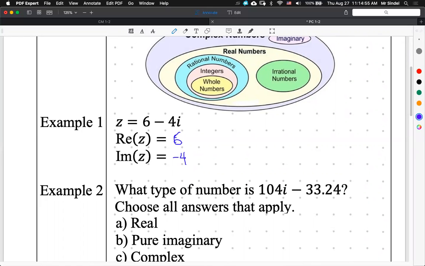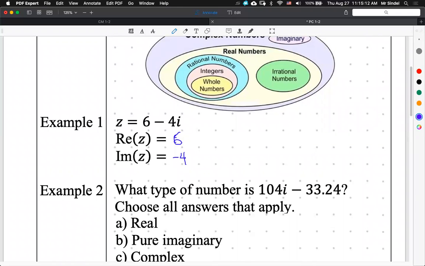What type of number is 104i minus 33.24? Notice that you can write them in any order. This time I wrote the imaginary part first. The i came first, not second. So that entire number, what is it?